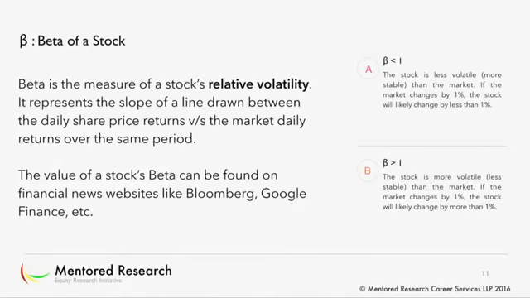For example, a stock with a beta of 1.5 would possibly rise by 1.5% if the market rose by 1%, and it would possibly fall by 1.5% if the market fell by 1%. As mentioned earlier, practically, the beta value of a company can be found on financial news websites like Google Finance, Reuters.com, and Bloomberg.com. So we plug in the values of the discussed variables RM, RF, and beta in the formula for CAPM and estimate the value of RE, the cost of equity.